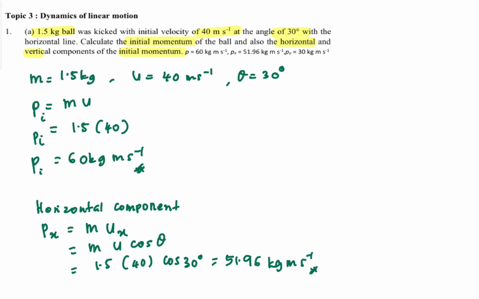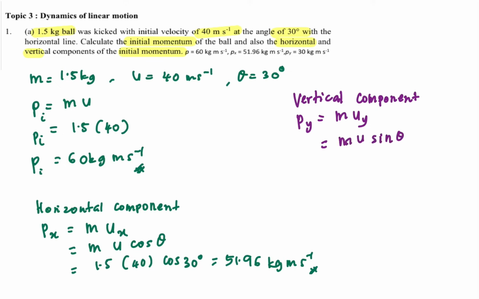Okay, and then calculate for the vertical. So for the vertical component, it is py, which will be m u y, m u sin theta, where 1.5 times 40 sin 30. So what do you get here for the y component, which is 30 kilogram meters per second.